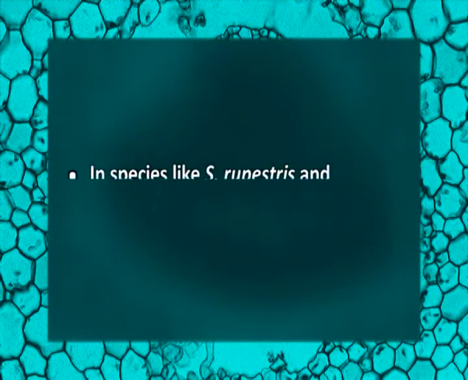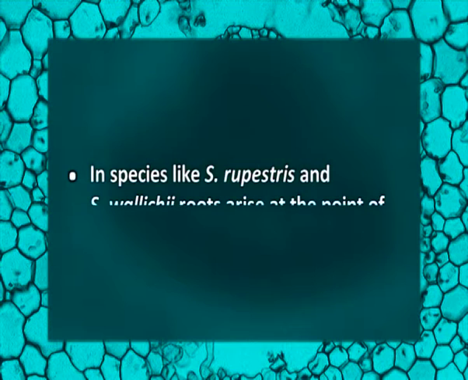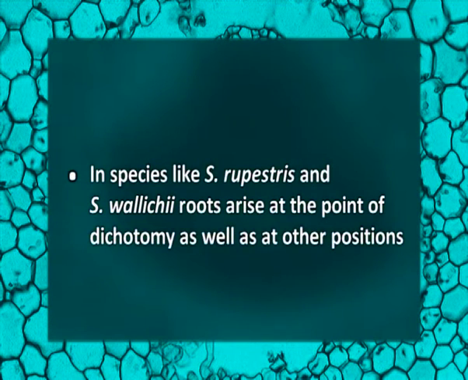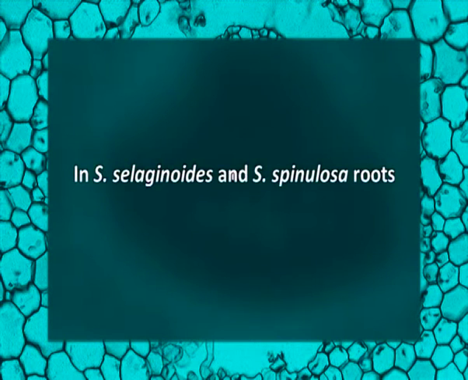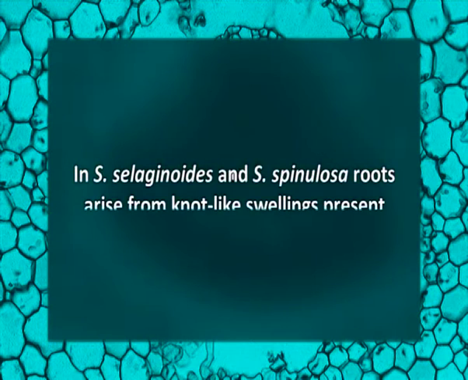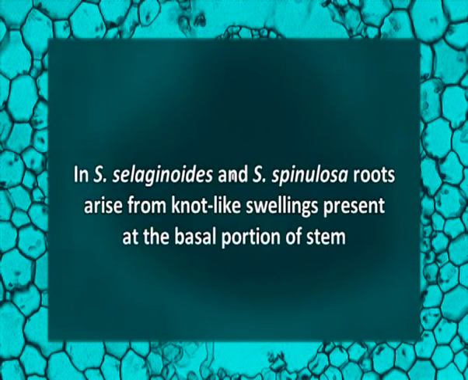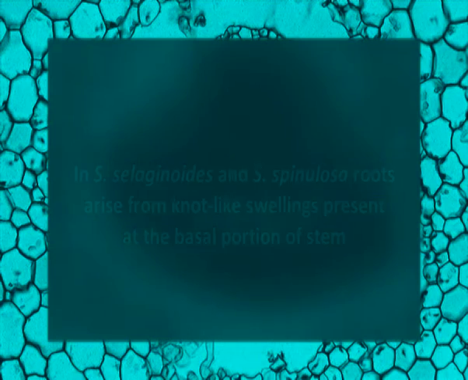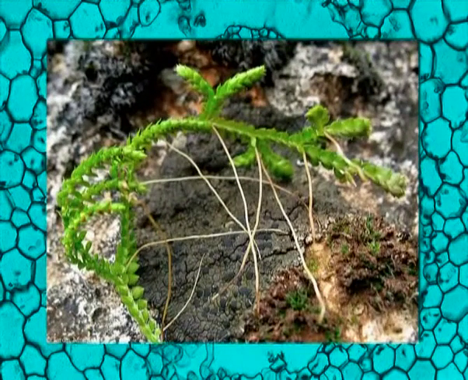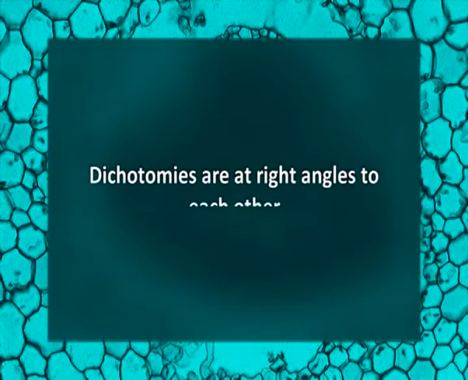In species like Selaginella rupestris and Selaginella walshi, they arise at the point of dichotomy as well as at other positions, and in Selaginella selaginoides and Selaginella spinulosa, they arise from knot-like swellings present at the basal portion of the stems. The roots arise endogenously and are dichotomously branched. The dichotomies are at right angles to each other.